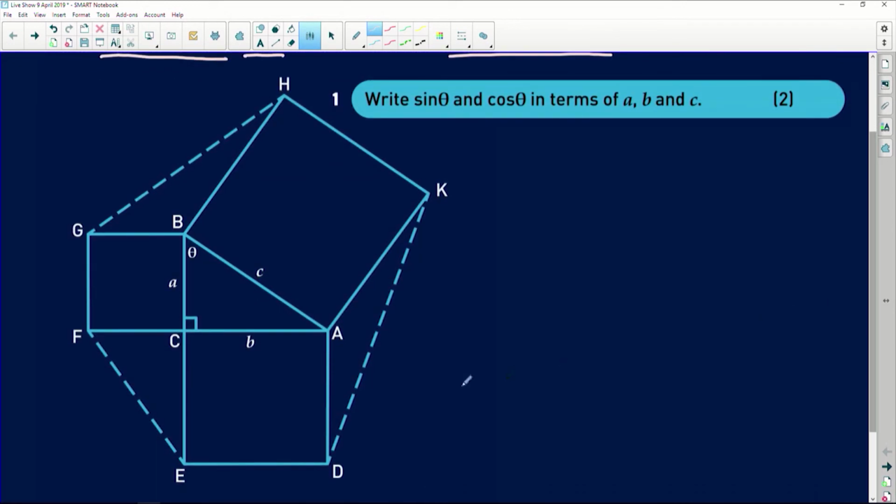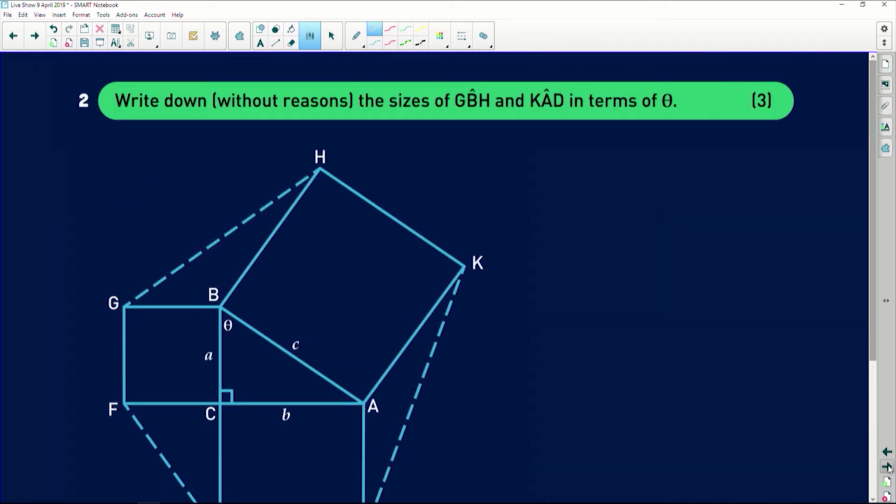So if we look at our diagram, theta is located in triangle ABC. So if we have to say sine theta with regards to A, B, and C, well, sine is opposite over hypotenuse. So that's going to be equal to B divided by C. Cos theta is going to be my adjacent side, which will be A, divided by my hypotenuse, which is going to be C. So that's quite straightforward. Let's have a look at what the next part of the question says.